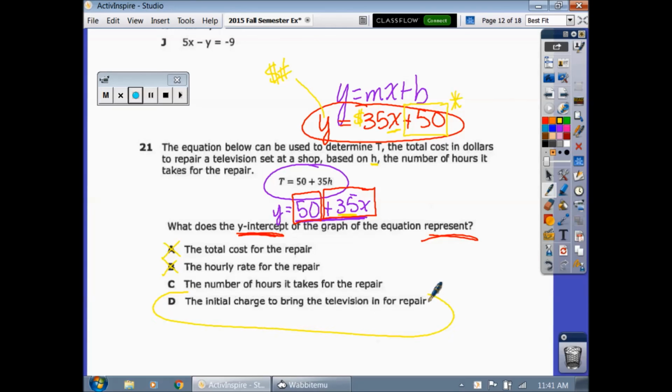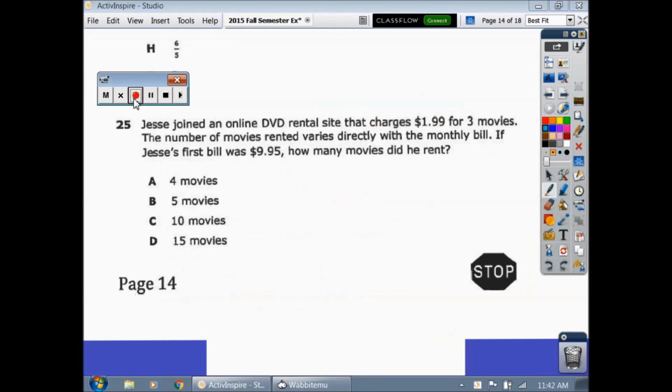The initial charge to bring the television in for repairs? Yes. So what that means is, if you bring your TV in, yep, I'm an artist, as soon as you bring that in, the bill is going to start at $50 and it is going to go up $35 an hour.